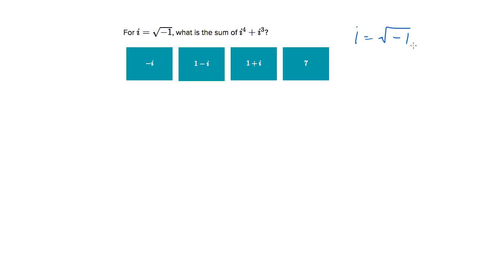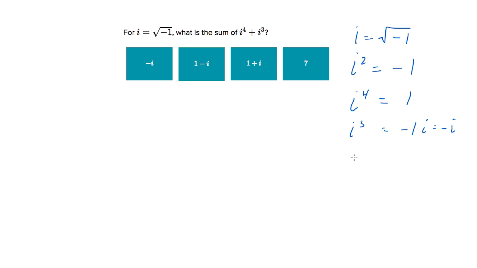Well, i equals the square root of -1. We were given that. That means that i squared always equals -1, because if we square this, we get -1. Which means that i to the fourth equals 1. And finally, i to the third, therefore, equals -1 times i, or -i.